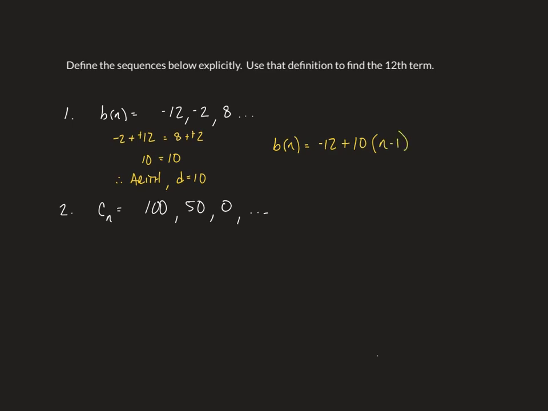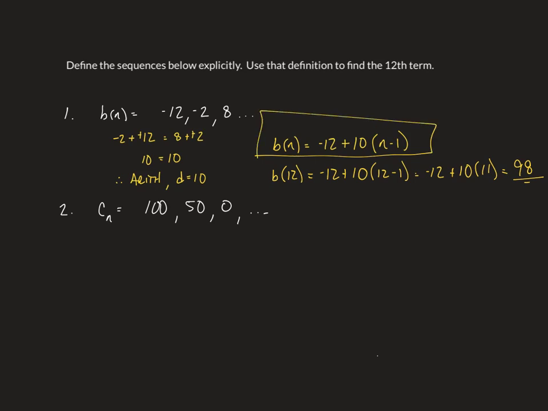Now if I want to find the 12th term, all I have to do is plug in a 12 to this. Which is going to be -12 plus 10 times 11. So the 12th term is 98. So this is our explicit definition, and this is the 12th term. And that was pretty easy to do once we had that explicit definition.